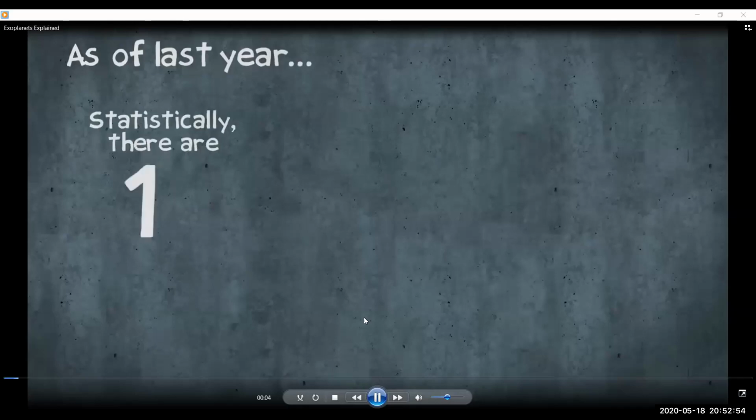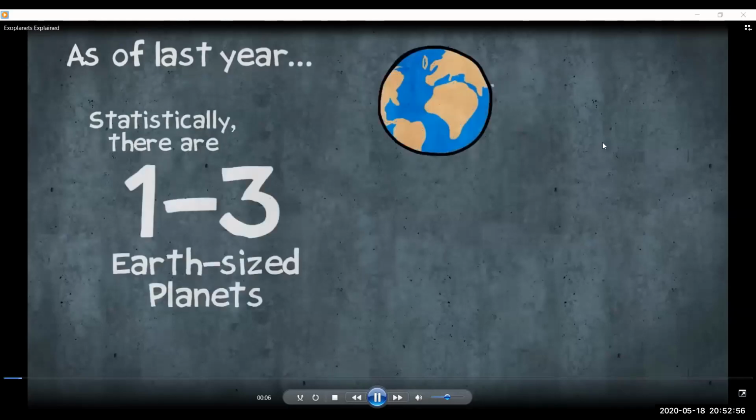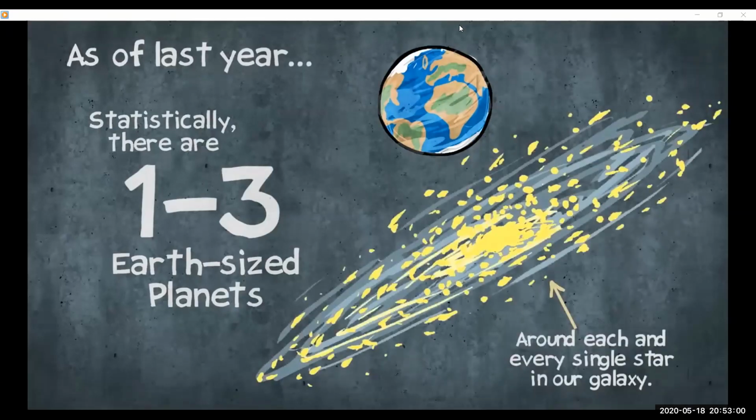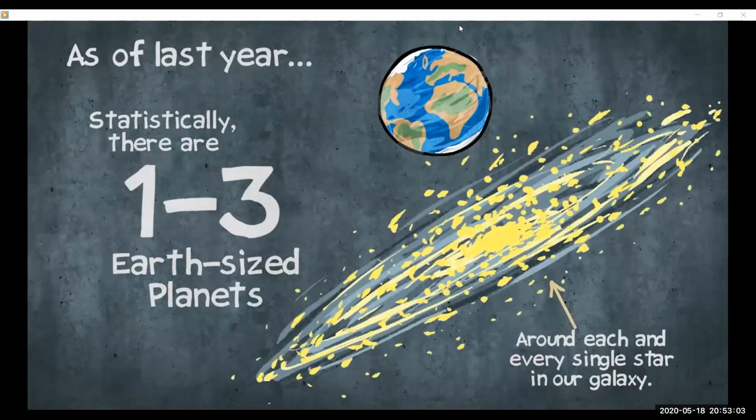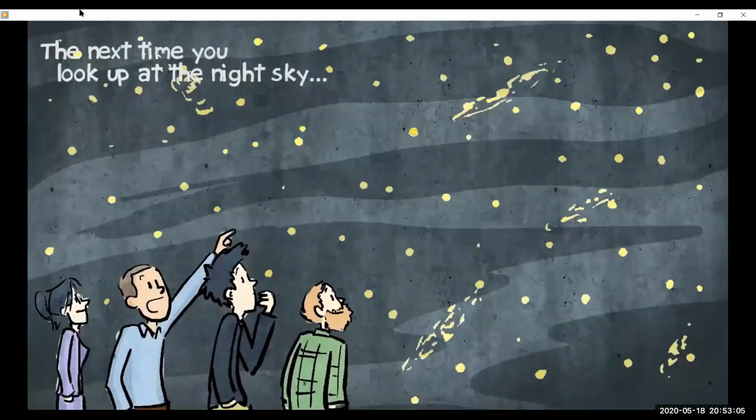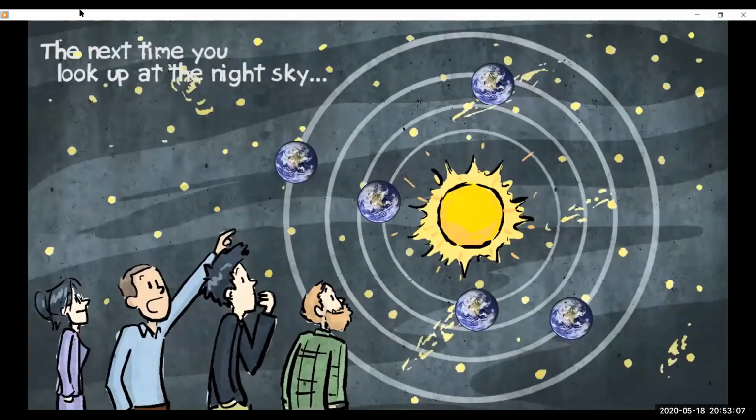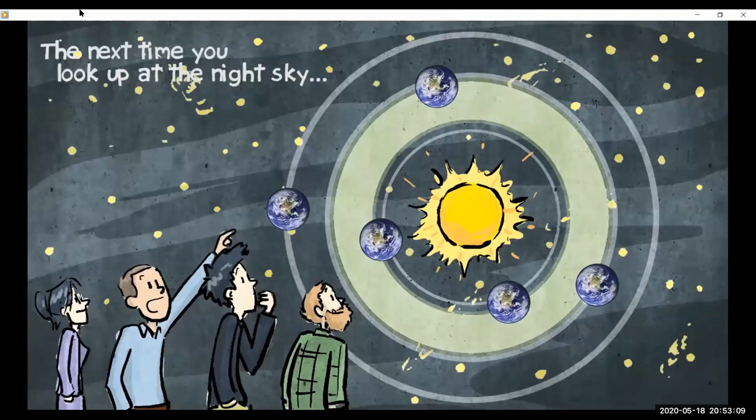As of last year, from a statistical standpoint, we now know that there are 1 to 3 Earth-sized planets or smaller around each and every star in the galaxy. The next time you go outside and look up at the night sky, just pick a random star. Planet. 2 of them. Probably 5. Yeah. 5 planets, one of them sitting in the habitable zone.